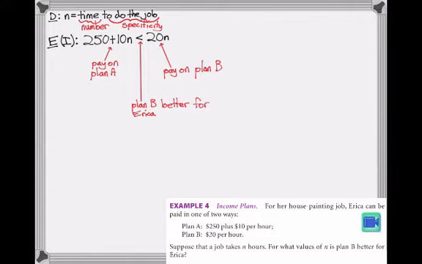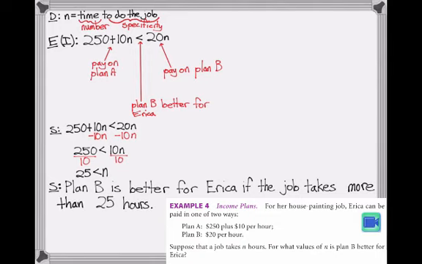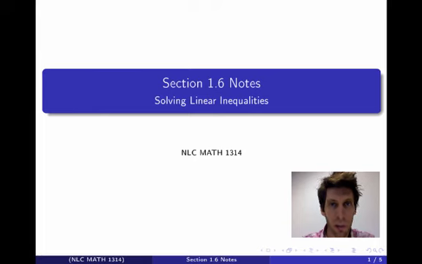Next up, we've got to solve this inequality, which in this case is pretty straightforward. So we start off with 250 plus 10n is less than 20n, and we subtract 10n from both sides. On the left-hand side, that leaves 250, and on the right-hand side, that leaves 10n. We then divide both sides by 10, and what we end up with is 25 is strictly less than n. We take this inequality and we turn it into a statement that solves the problem. In this case, plan B is better for Erica, provided the job takes strictly more than 25 hours. So that concludes section 1.6 on solving linear inequalities.